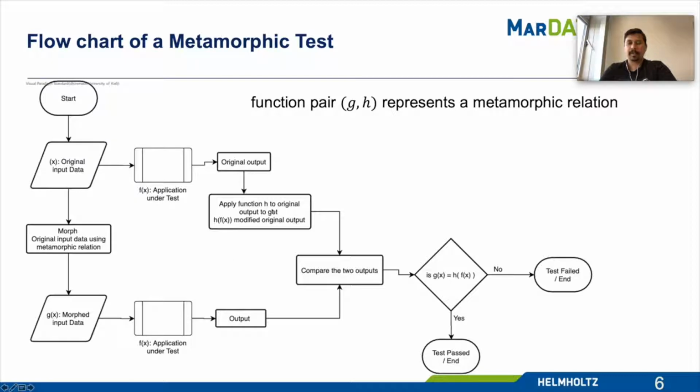We then apply the function h to the original output to get the modified original output denoted by h(f(x)). We then compare these two outputs and see if f(g(x)) is equal to h(f(x)). If the condition is satisfied, then the test is a pass, and if the condition fails, then the test is a fail and indicates an error in the application.